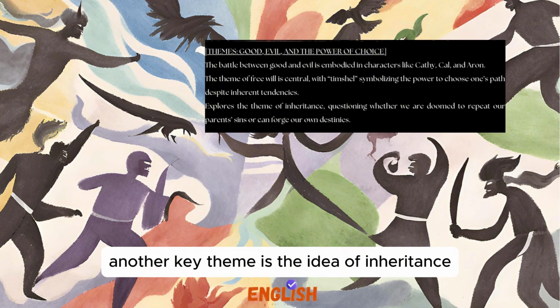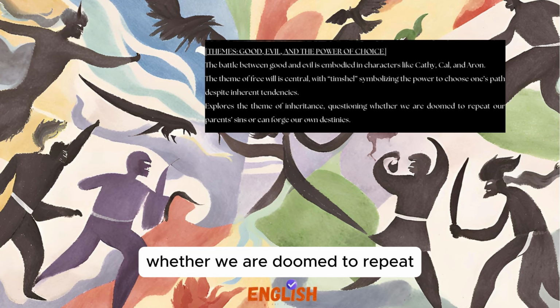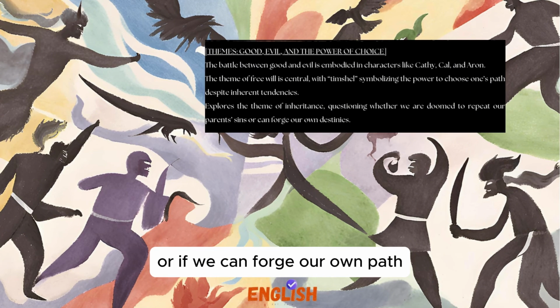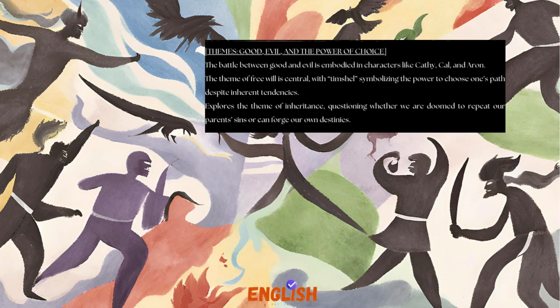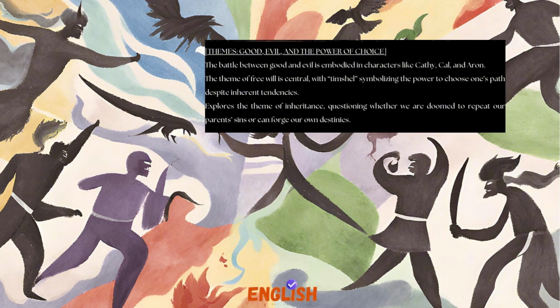Another key theme is the idea of inheritance, both of sin and virtue. Steinbeck asks whether we are doomed to repeat the sins of our parents or if we can forge our own path. This theme resonates through the novel's exploration of the Trask and Hamilton families.